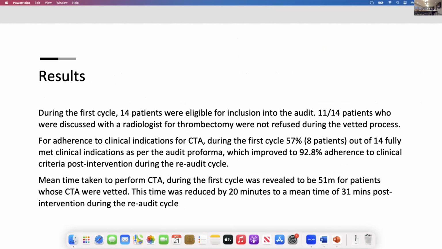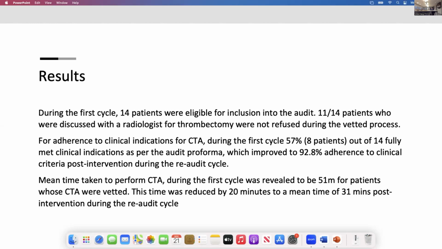After this initial audit, for adherence to the indications for CTA, initially only 57%, 8 patients out of the 14, met clinical indications for the CT angiogram. After our intervention, this improved to 92.8% adherence to clinical indications, which means more scans were ordered which were actually needed instead of not needed.